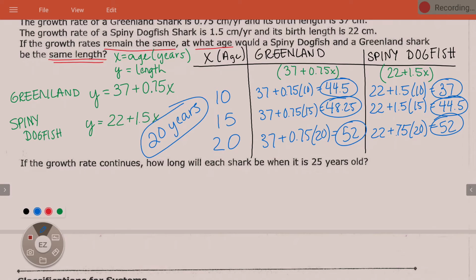Okay, the only part we did not get through is right here on part B, which is when are they 25 years old? How long will they be? Plug them in, okay? You're just getting the answer.